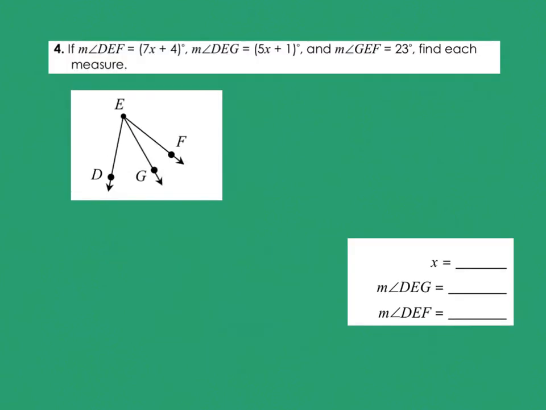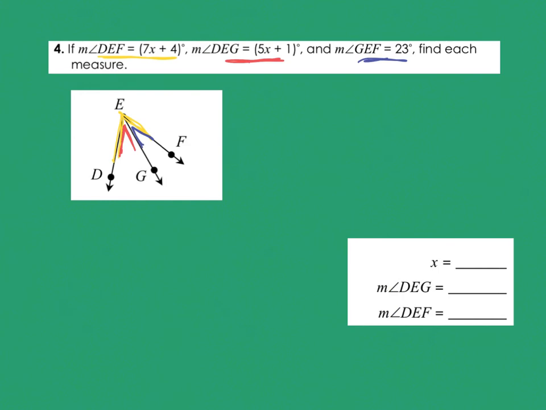All right, let's try another one. So we got the measure of angle DEF. Now this time they give me the algebra in writing, not in the picture. So let's go find this. So DEF is going to be the big portion, right? And then we have DEG, 5x plus 1. So DEG is right here. And then we're going to have GEF right here. That's this little guy. So I think that the yellow angle is equal to the red plus the purple angle.